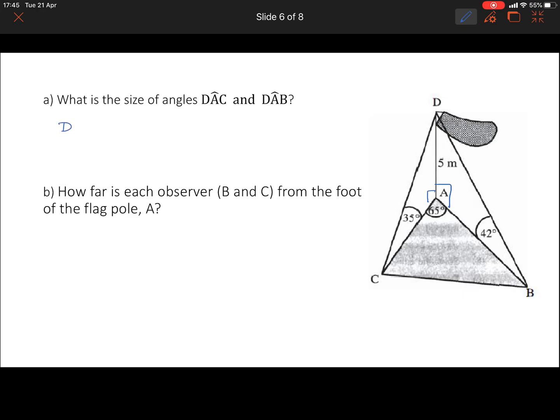So straight away I know that DAC is equal to DAB is equal to 90 degrees. The next question: how far is each observer, B and C, from the foot of the flagpole? So here, they're asking for that distance there. The triangle that is connected to that line that has the most information is DAC. So you should always be looking for the triangle with the most information.